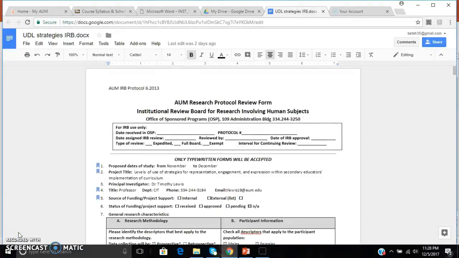Before I could complete my IRB, I had to first come up with tangible objectives, something that was actually measurable in order for me to collect data. So through various titles, I finally settled with the levels of use of strategies for representation, engagement, and expression within secondary educators, implementation of curriculum.